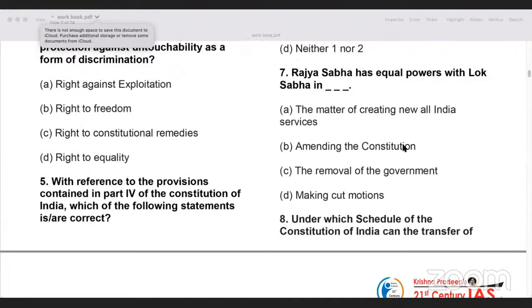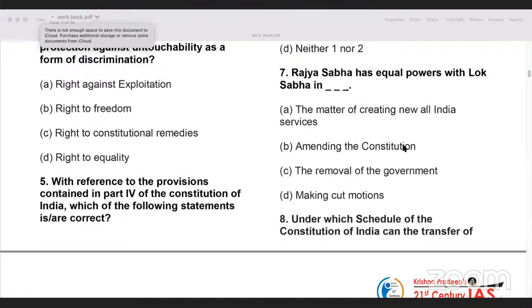So keeping that in view, this comparative question is given, asking in what areas Rajya Sabha has equal powers with the Lok Sabha. In matters of creating new All India Services, Rajya Sabha has a special role. A new All India Service means something like the IAS or IPS. Suppose in 1966, in addition to IAS and IPS, the IFoS, the Indian Forest Service, was established.